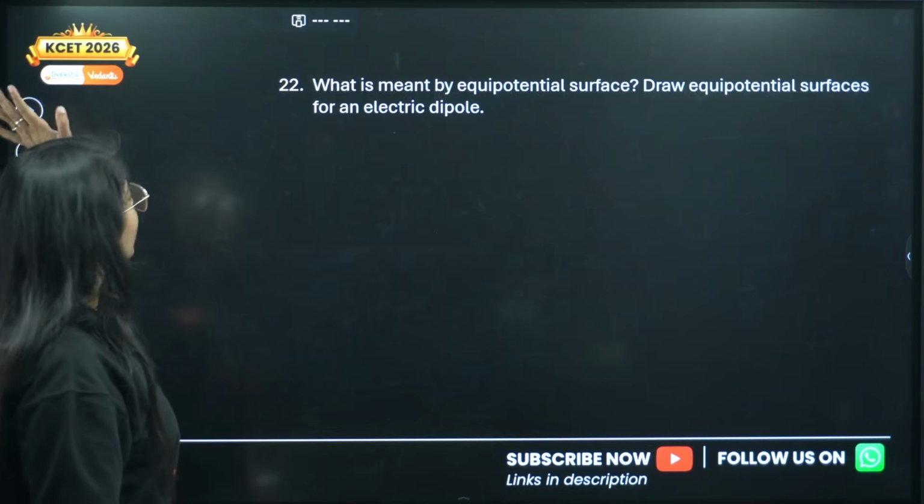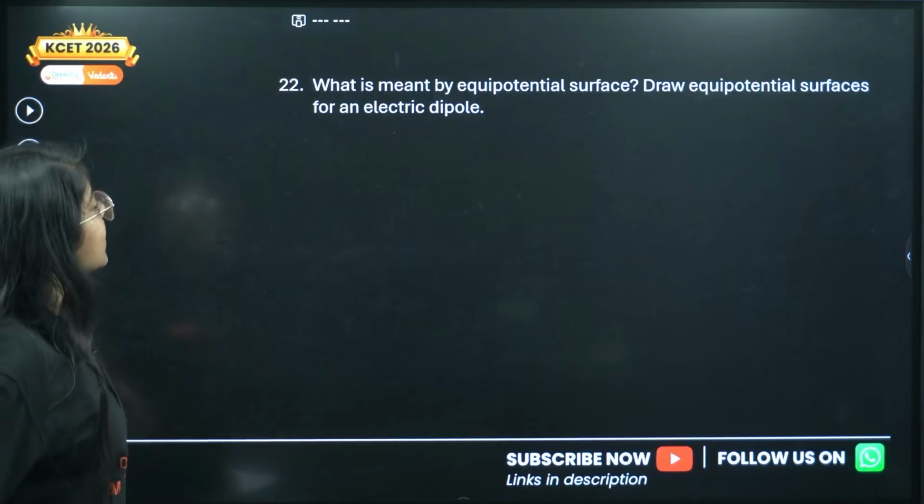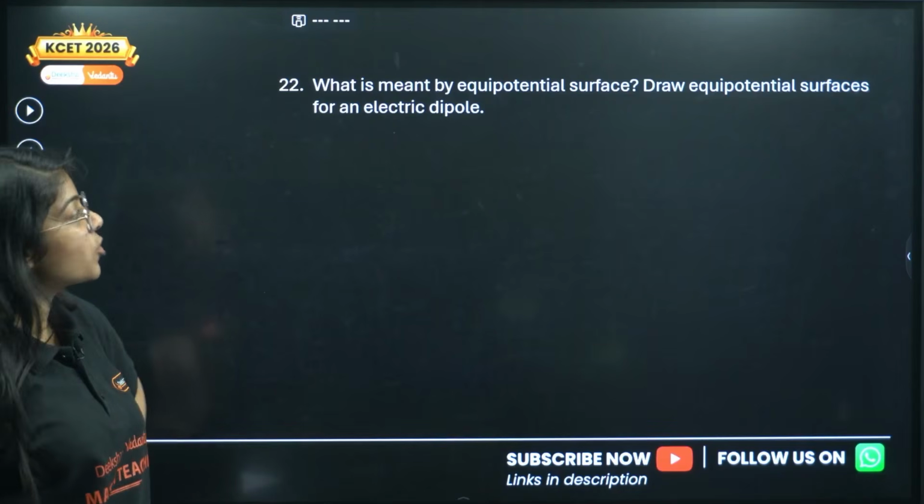Correct? Moving on to the 22nd question. What is meant by equipotential surface?